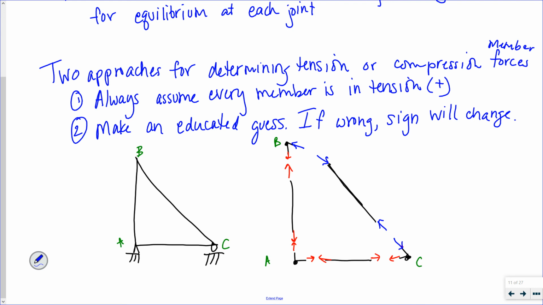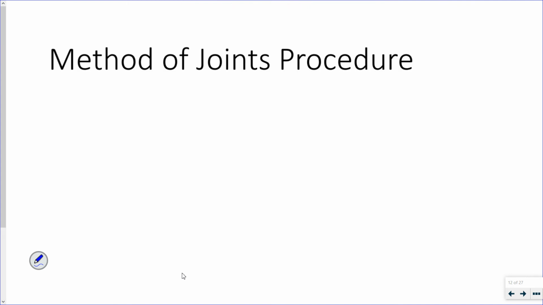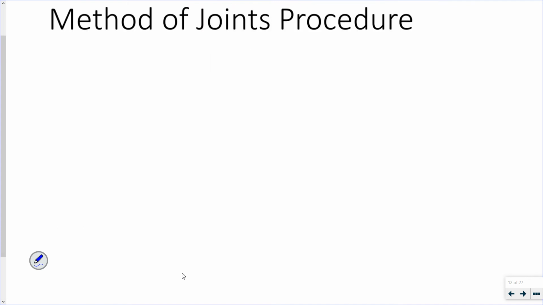So this is how we analyze a truss using the method of joints. If we want to write down a specific procedure, first draw a free body diagram of a joint.